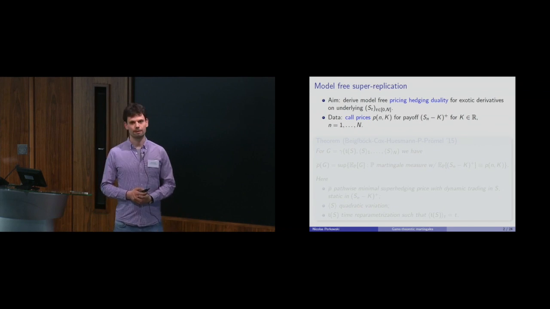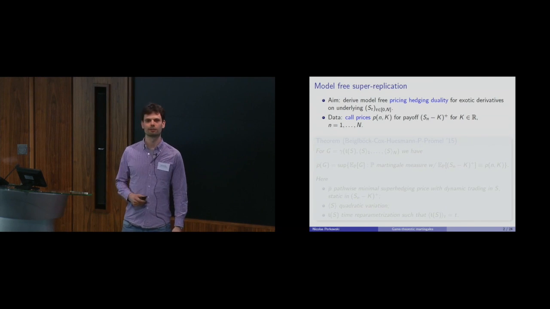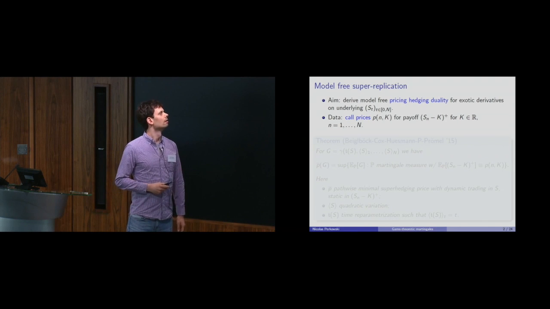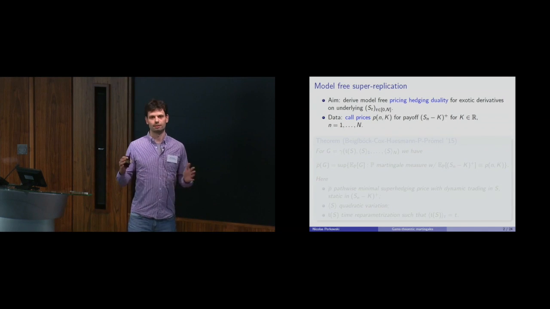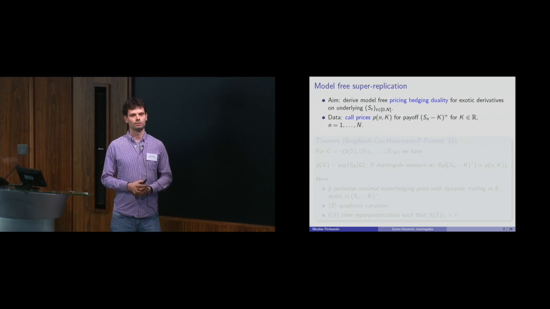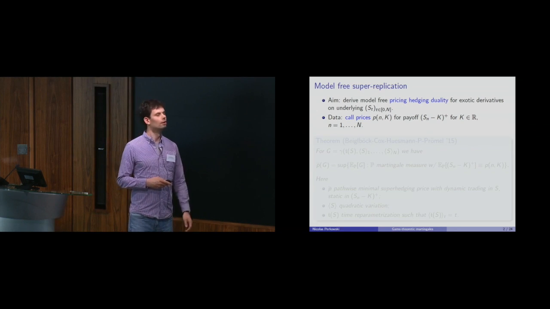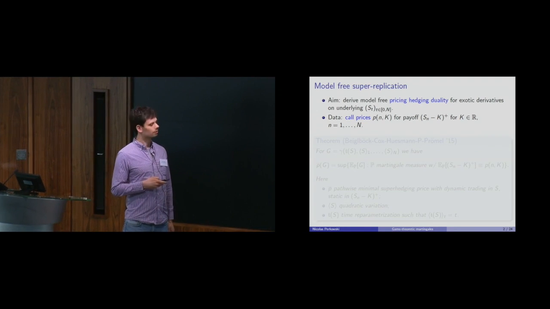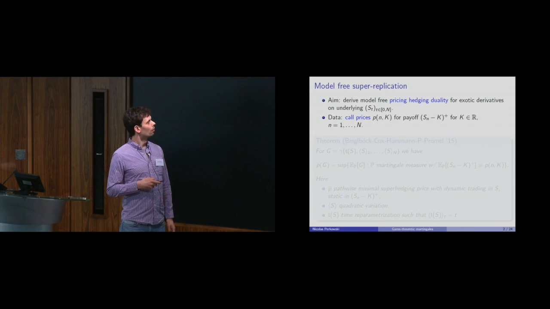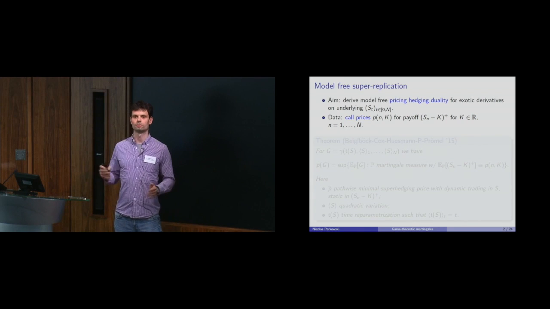So the situation in which we are is we're given some asset, and we want to price some derivative on that asset, and we assume that we know prices of simple call options for a number of maturities 1 to n, and then we know all strikes. For all these call prices we know.